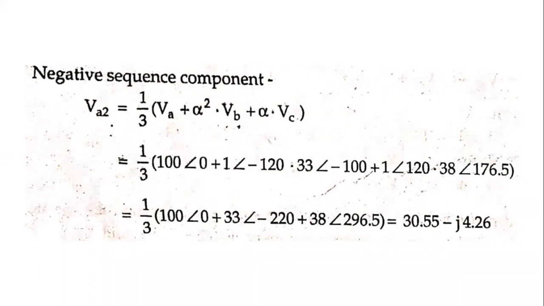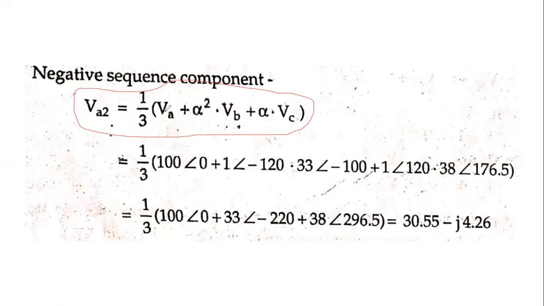Okay, similarly, we calculate the negative sequence component current. What is the formula for the negative sequence component? That is VA2. VA2 is equal to 1 by 3 VA plus alpha square into VB plus alpha into VC.